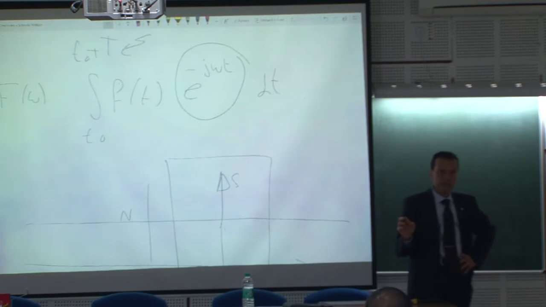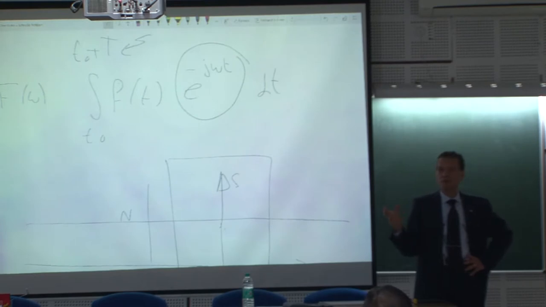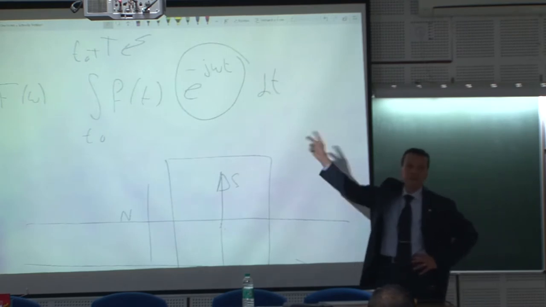If you have heard something about the wavelet transform, who dealt with the wavelet transform? So you know the wavelet transform? The wavelet transform is a two-dimensional mapping. And in this two-dimensional mapping, actually, you can tailor this kernel. You can tailor it.